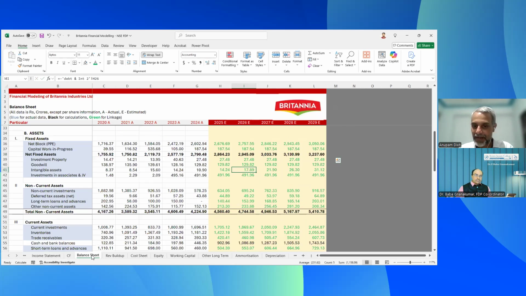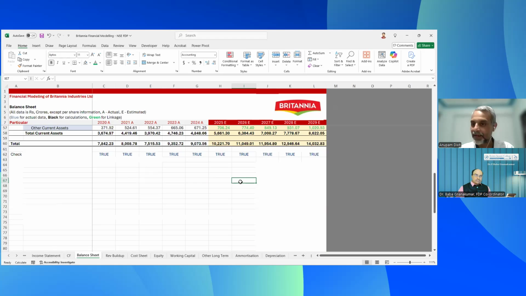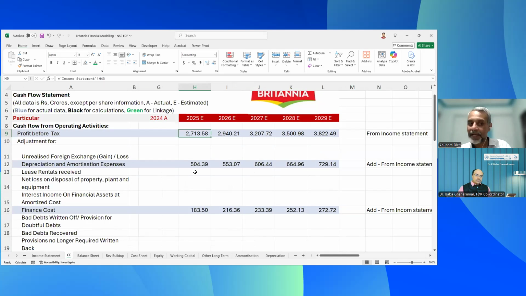And we observe our balance sheet is now matching again, right? When this is true, that means the asset side and liability side are completely matching. The one thing which is left out is the cash flow statement, right?